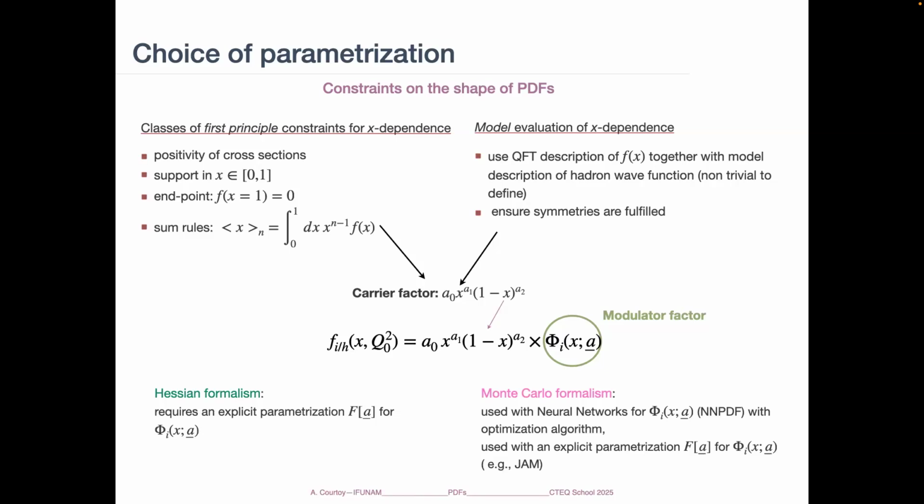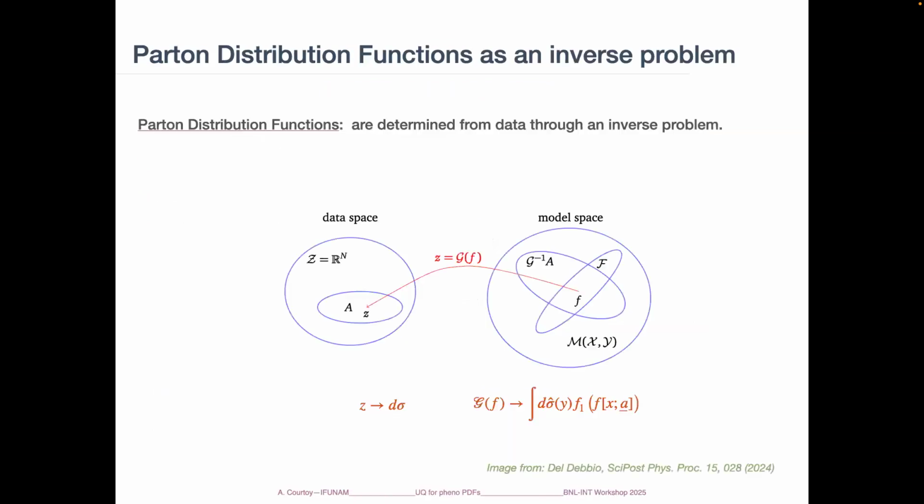Okay, so that's the thing. So the function that we called before f of a is this function here. It's factored into a carrier, that really takes care of the asymptotics and most of the first principle, and a modulator that will change the behavior in a more or less flexible way in between, okay? That's important.